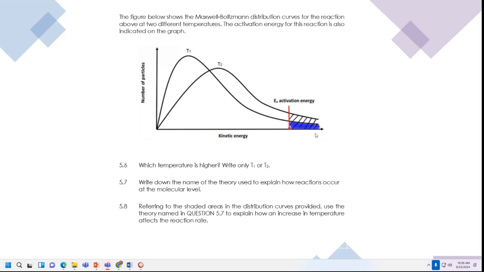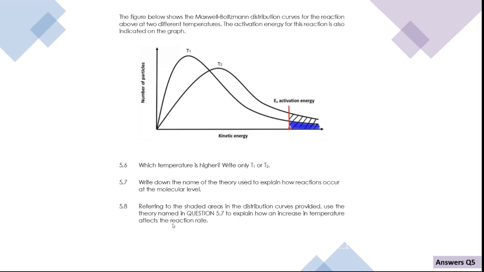Now, write down the name of the theory used to explain how reactions occur at molecular level. Who'd like to give us that comment? What theory do we use? The answer there is the collision theory. You probably remember that from your textbooks and your teacher mentioning that. So the collision theory explains how reactions occur at molecular level.